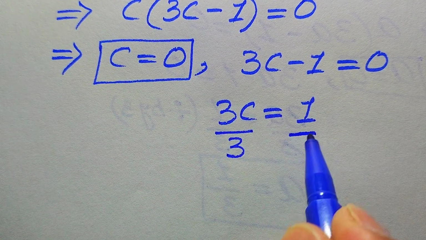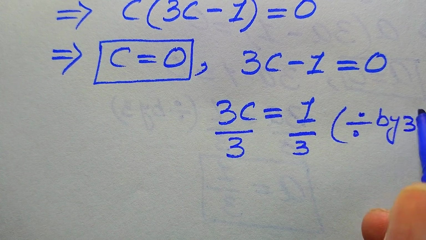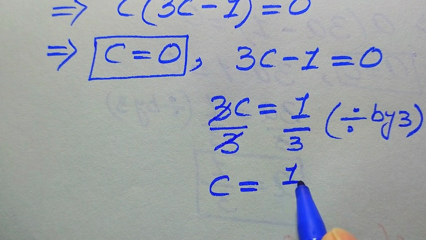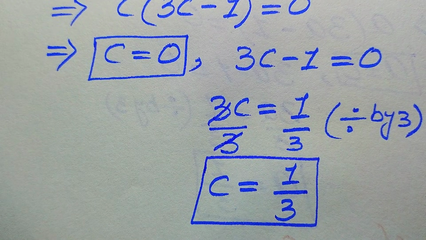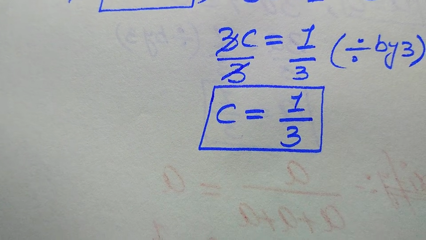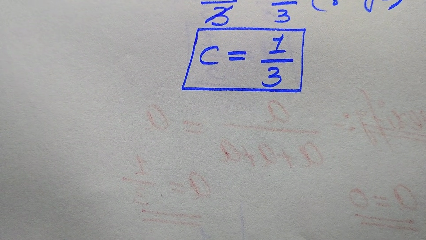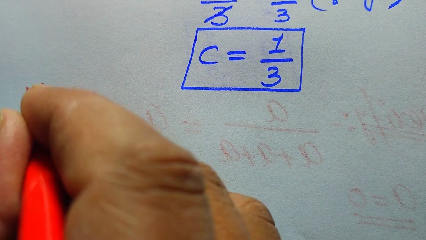And further we divide both sides by 3. When we divide both sides by 3, this 3 and 3 are gone, and we get c is equal to 1 over 3. This is the other value of c. So you see that in the first method we get these two roots of the given equation, and in the next step we need to verify whether these roots are solutions or extraneous roots.